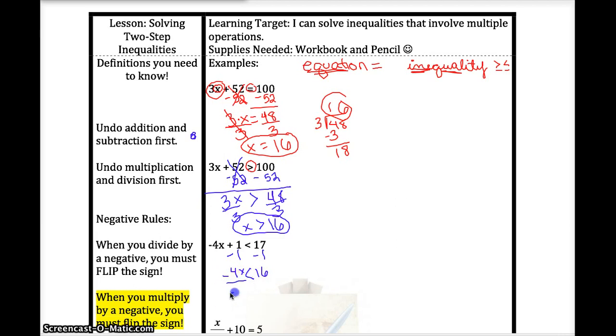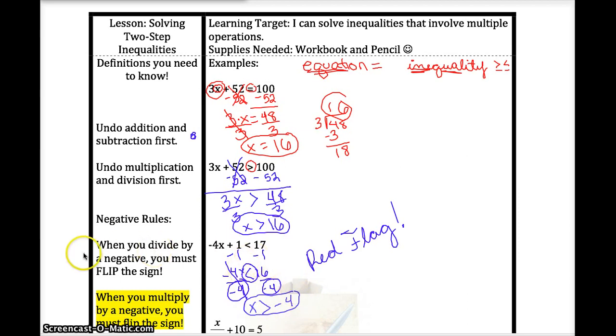And right here we're going to divide by negative 4 to get x by itself. Divide by negative 4. And this is when you should alert yourself, red flag, because we need to remember that whenever we divide by a negative, we have to flip the sign. So right here, we divided by a negative to get the x by itself. So these go away. We have x, and instead of the less than sign, we're going to have the greater than sign, and 16 divided by negative 4 is negative 4. So x is greater than negative 4.